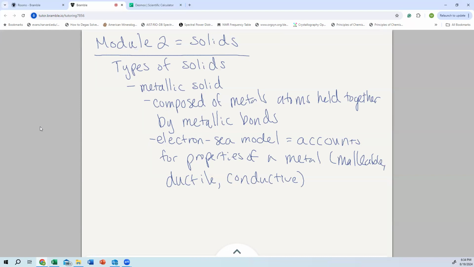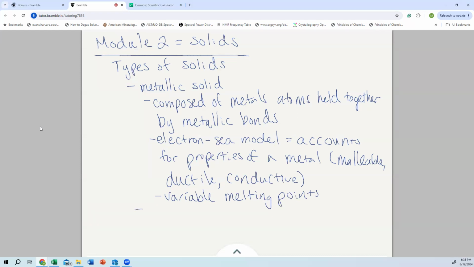Some other things about metallic solids, they are going to have variable melting points. So we have mercury, which is a liquid at room temperature. So its melting point is below room temperature. And then we have tungsten, which has a melting point in the 3000s on the centigrade scale. So we have a really large range of melting points for our metallic solids.